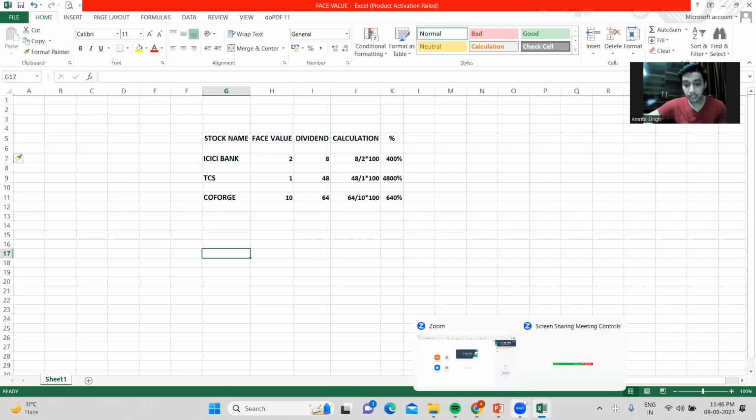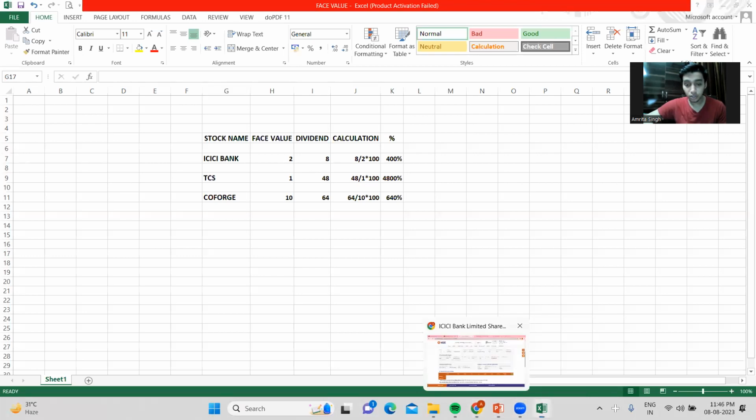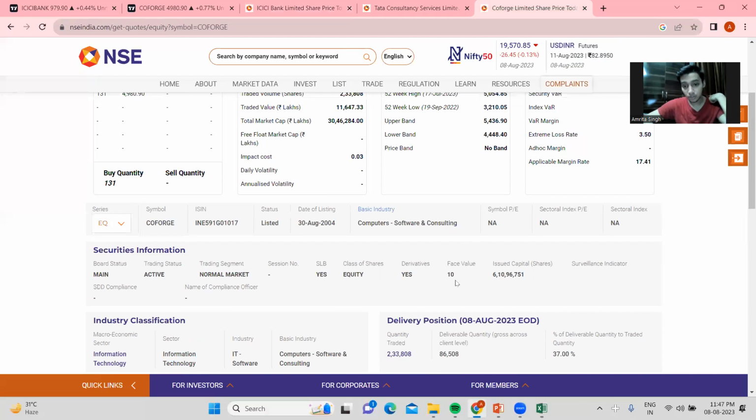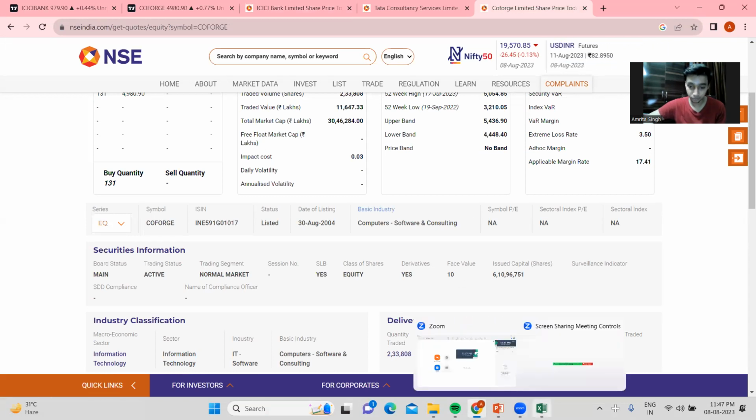And the last and third example that I'm going to take here is Coforge. The dividend given by Coforge is 64 rupees per share in 2022. And the face value of Coforge is 10 rupees per share. There are some companies who keep 1 and 2 rupees. Coforge is keeping it simple with a 10 rupees per share face value.